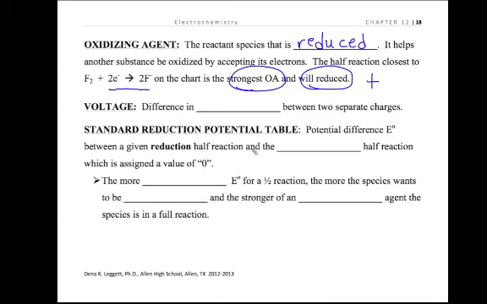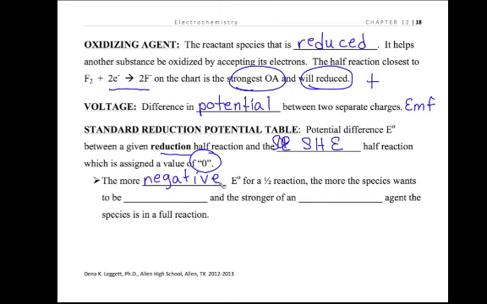A voltage is a difference in potential when you have a separation of charges. And we're going to call ours the electromotive force that's measured in voltage. Our standard reduction potential table gives the potential difference, in reduction half reactions, between a certain half reaction and the standard hydrogen electrode, which is assigned a value of 0. The more negative a half reaction, the more the species wants to be oxidized, and the stronger reducing agent it is.